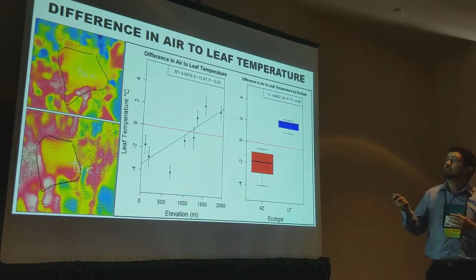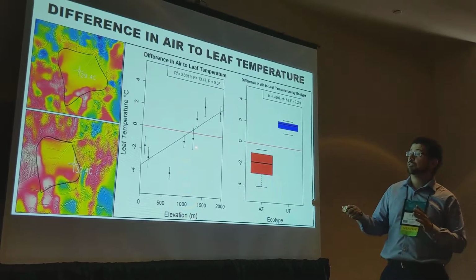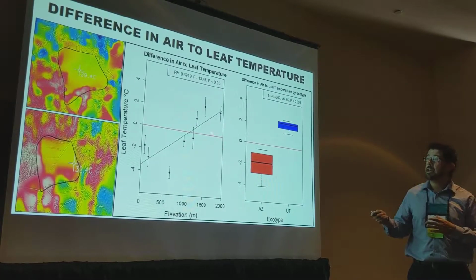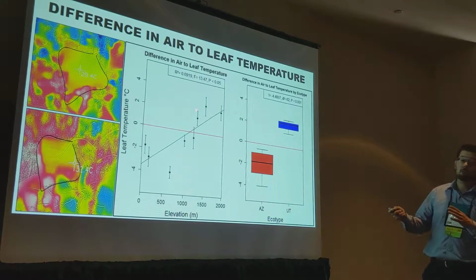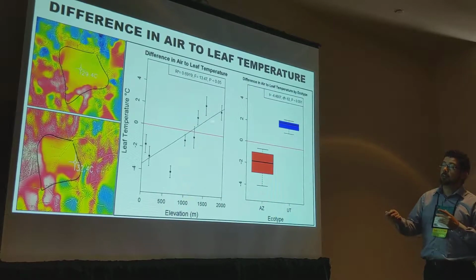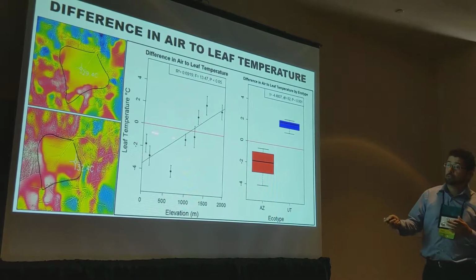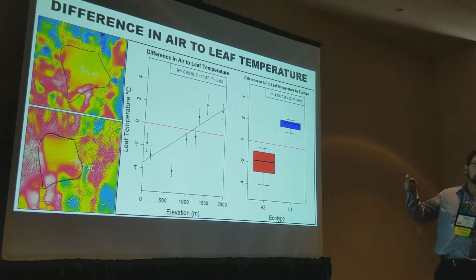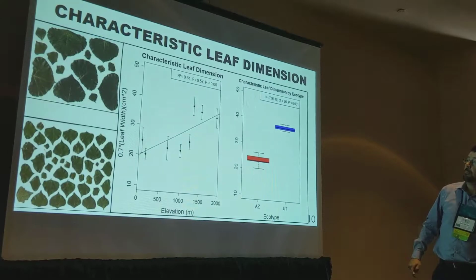For the difference between air and leaf temperature, we used a thermal camera and measured the temperature of the leaf for the entire growing season, and we compared it with the temperature of the air. So at 0, this is the temperature of the air in the garden, and these are the leaf temperatures averaged by population. As you see, as we go up in elevation, the leaves turn out to be hotter than the air temperature. The low elevation populations tend to be cooler, even 4 degrees or more than 4 degrees cooler. Separated by ecoregions, you see there's a very clear distinction between the 2 ecoregions.